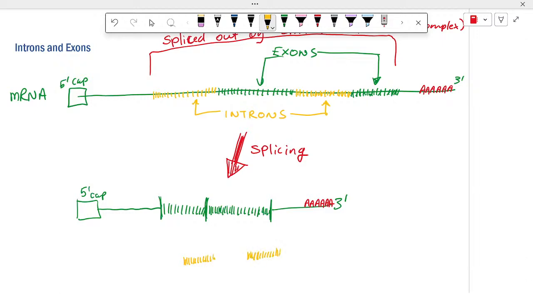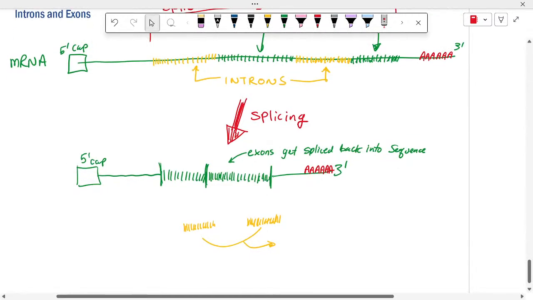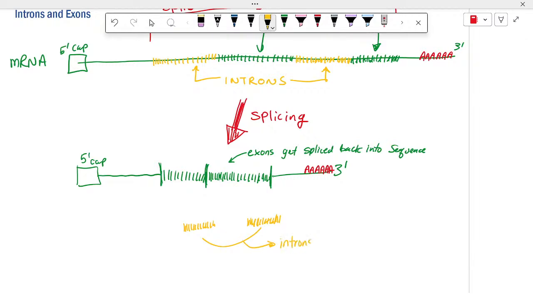And then the introns get removed and degraded. So the exons remain in the sequence. Does that make sense? So the exons get spliced back in. And the introns are removed and degraded, i.e. they get treated with those catabolic enzymes we talked about. So the introns are removed and broken down.